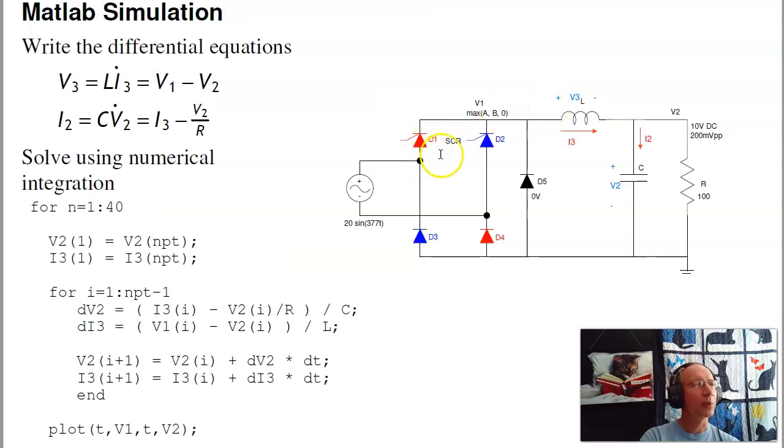Firing angle is 31 degrees. To simulate this, Circuit Lab doesn't do SCRs, but I can simulate in MATLAB. To simulate, I want to write the differential equations that describe the circuit.